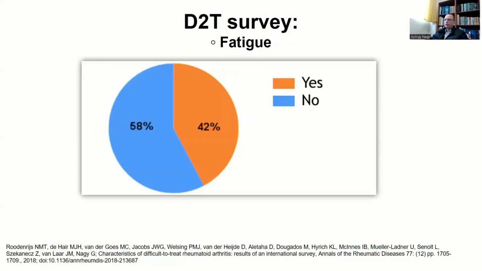And we also asked our colleagues if fatigue should be included in the definition or not. As you all know, fatigue is very characteristic and very frequent in basically all chronic autoimmune inflammatory rheumatologic conditions. But our colleagues, based on the results of the survey, suggested not to include fatigue. The reason was that fatigue is very common, but not specific for difficult to treat disease.